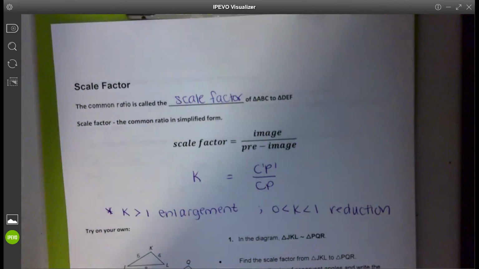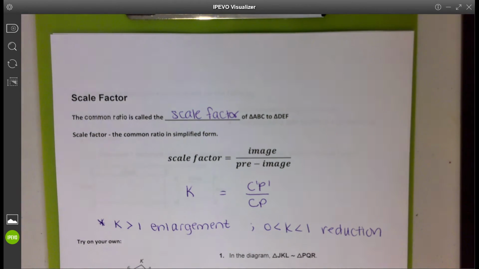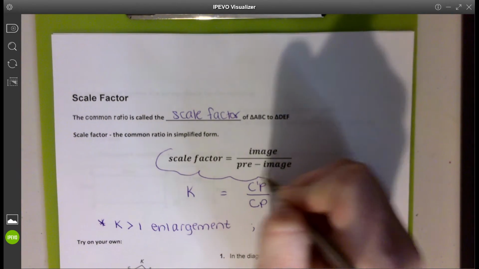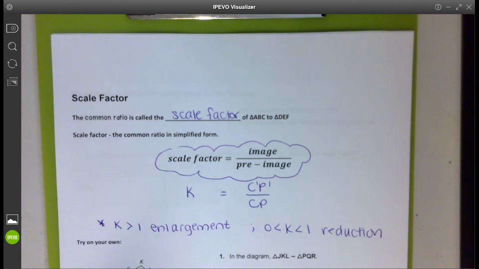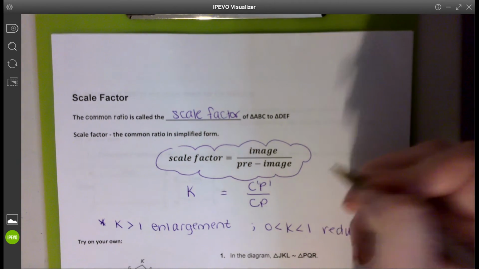All right, so let's look onto our other side. All right, so bringing in that scale factor, that common ratio that we just saw, again, we refer to as our scale factor. The scale factor is that common ratio. We do have a formula. Our formula is that our scale factor equals our image over our pre-image. Now, we're going to talk about what that means. So, image means our new picture.